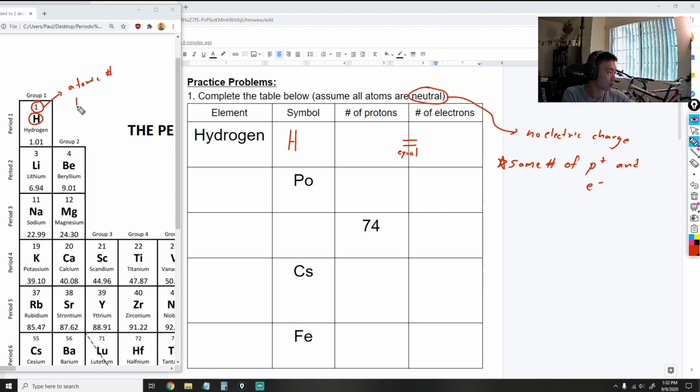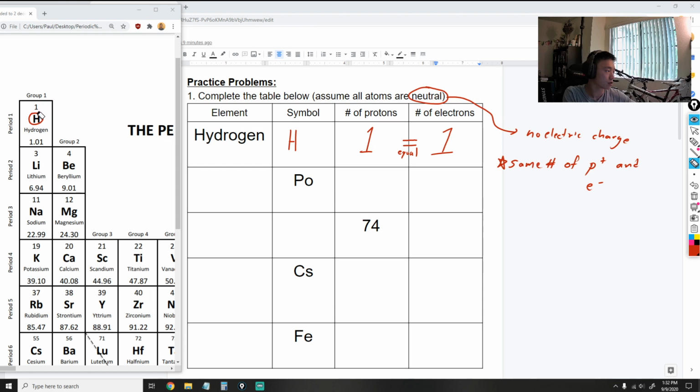And this atomic number also tells you the number of protons hydrogen has. So that means hydrogen has the number 1, and we get that number right there. Next, we need the number of electrons, but we said that the atoms are neutral. That means there are the same number of protons and electrons, so there's also going to be 1 electron. That's how you would do one of the rows. We have hydrogen, the symbol is H, there's 1 proton, and there is 1 electron because it is neutral.